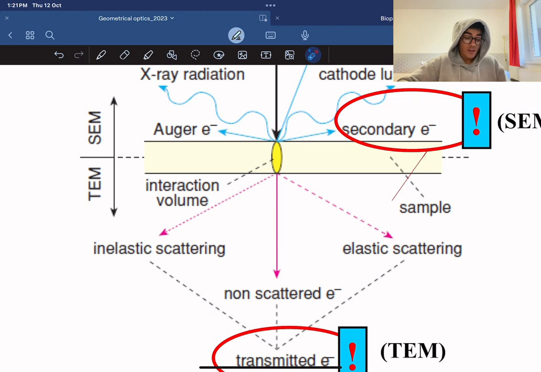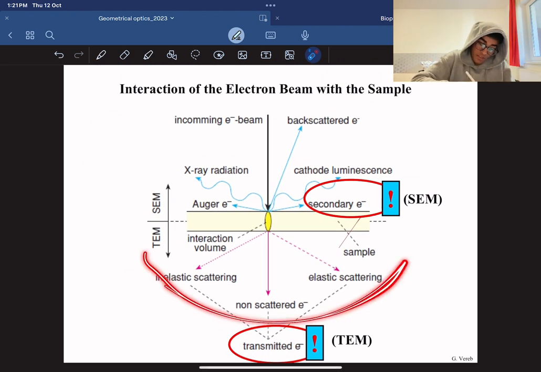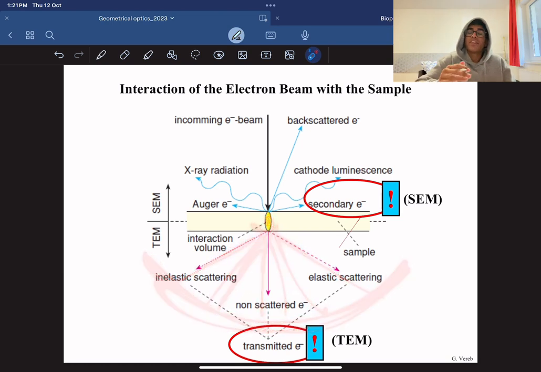Okay? So what we get is, now imagine we keep a screen over here, and then we carry all this information. Then we get a TEM, transmission electron microscopy.